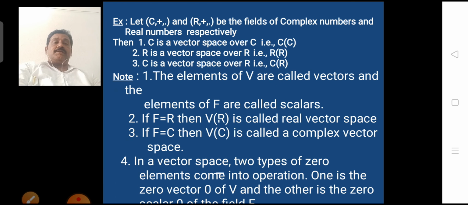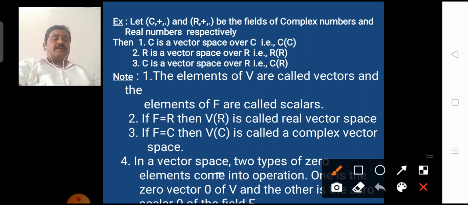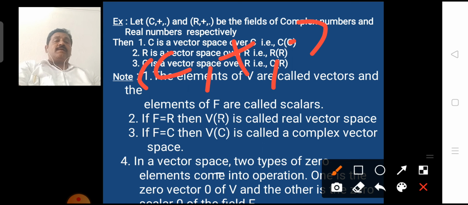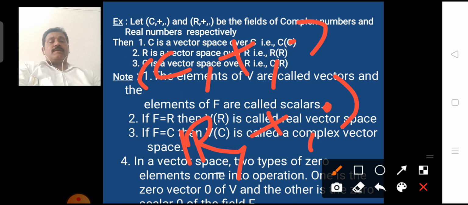Let us take some examples. Let C and R be the fields of complex numbers and real numbers respectively. Here we take C as the field of complex numbers, R as the field of real numbers. Then we mention 3 types of vector space formed.